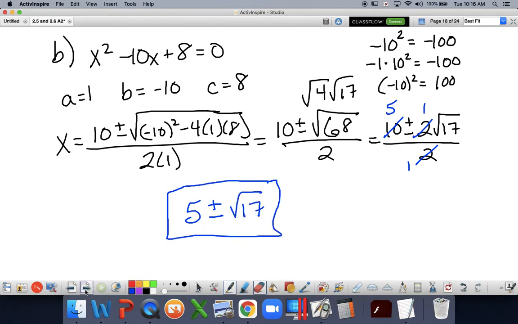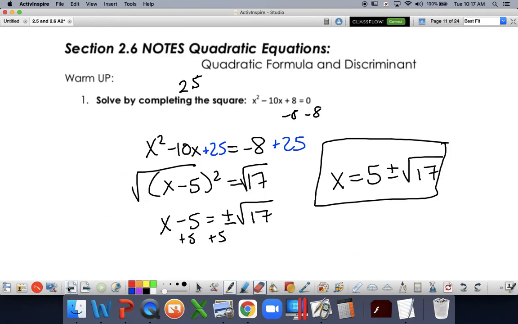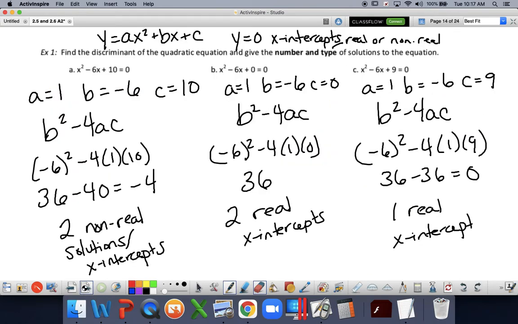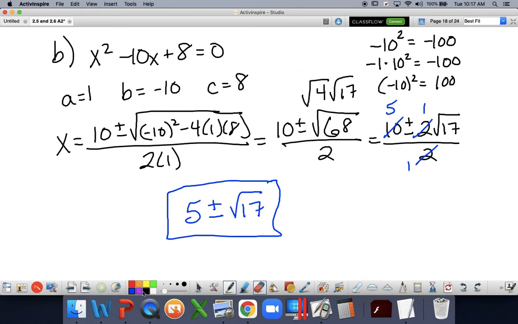You may have noticed that this was the exact same question from our warm-up. Our warm-up question had this. See if I can go back and see it. And notice we got the exact same answer. It's important to note that these are all different ways of doing the same thing. We should always get the same answers regardless of what we use to solve.